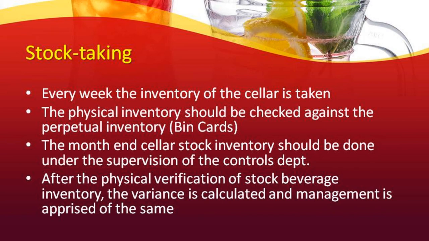Every week, the stock taking of the cellar is done. Actual stock taking is closing the stores and physically taking count of all items. Perpetual stock taking is taking stocks through books of the stores. The physical inventory should be checked against the perpetual inventory. The month-end cellar stock inventory should be done under the supervision of the controls department. After the physical verification of stock beverage inventory, the variance is calculated and the management is apprised of the same.